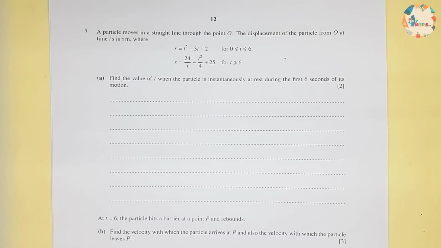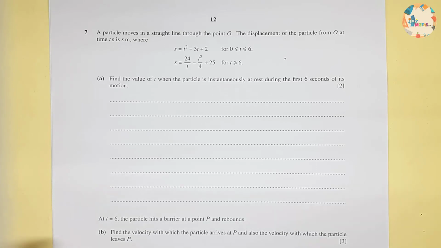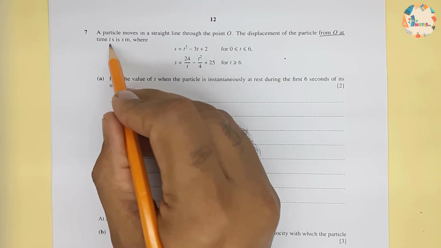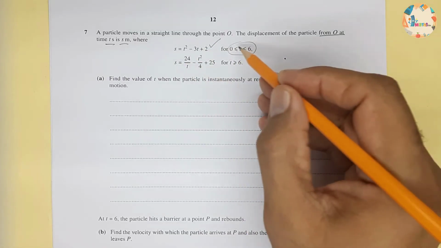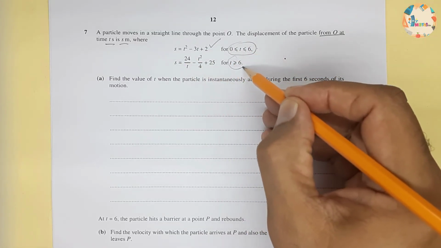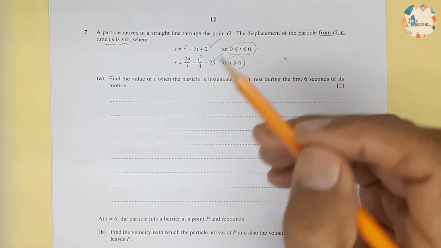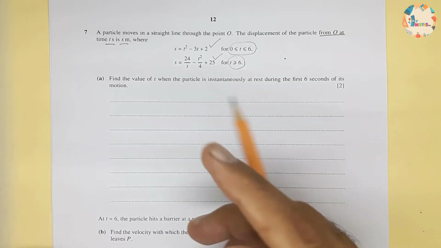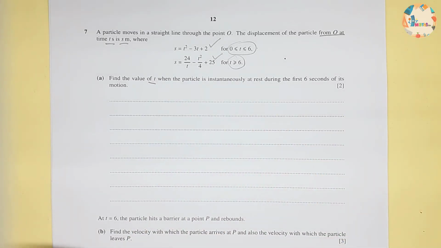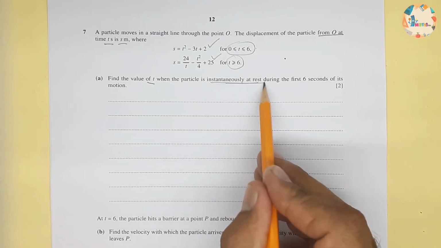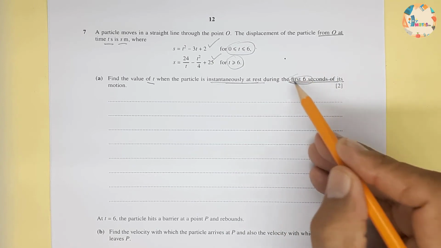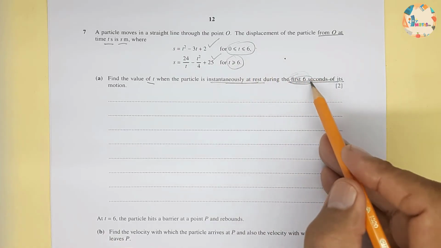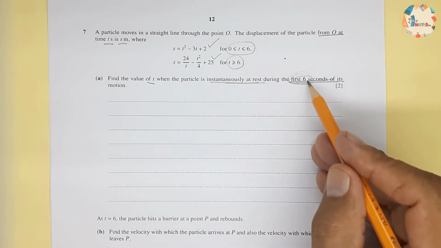So a particle moves in a straight line to the point O. The displacement of the particle from O at time t seconds is s meters. So this is the equation if t is in the range from 0 to 6, and if t is greater than 6, then this will be the equation for the distance. Now find the value of t. We have to find the value of t in the first part when the particle is instantaneously at rest during the first 6 seconds. So it means that the value of t is less than or equal to 6. It's not more than 6, right?